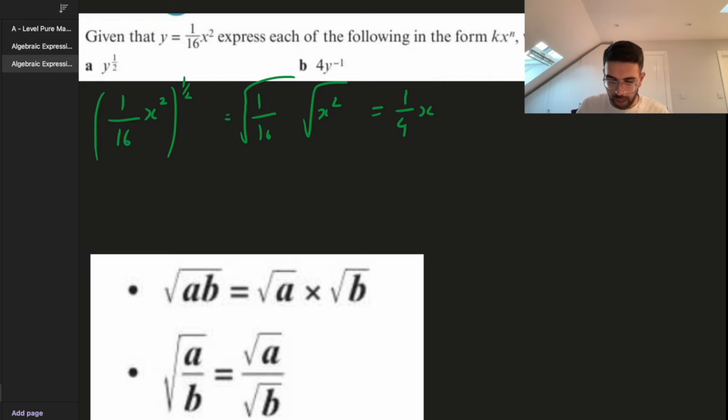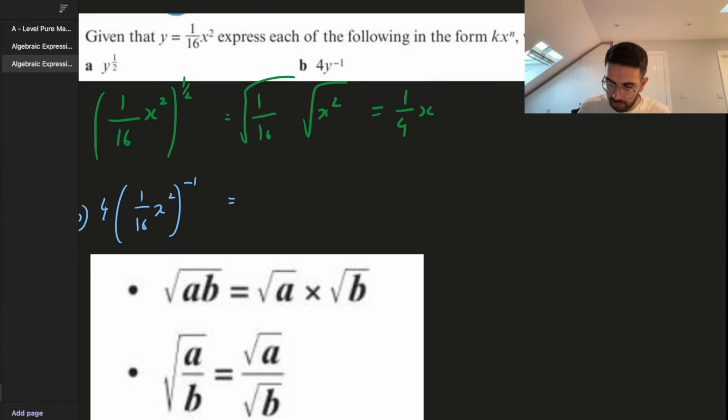Okay, let's have a go at part B. We'll do this in a different color to avoid any confusion. So this time we've got 4y to the minus 1. So I'm just going to sub this in. 1 over 16 x squared to the power minus 1. And because it's to the power minus 1, I'm flipping it.